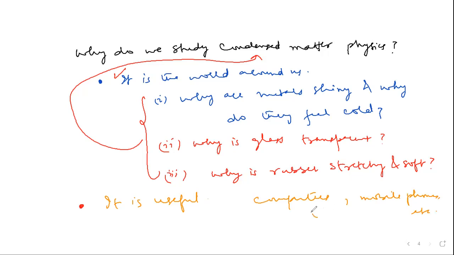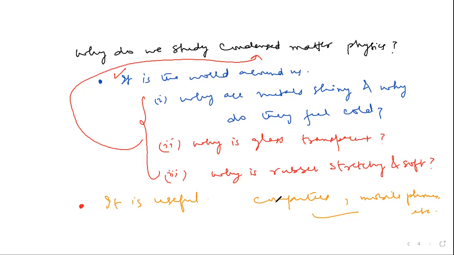Normally, we take these electronic devices, which are at our disposal due to condensed matter physics, for granted. But it is through the study of condensed matter physics that we have been able to achieve such devices, right?